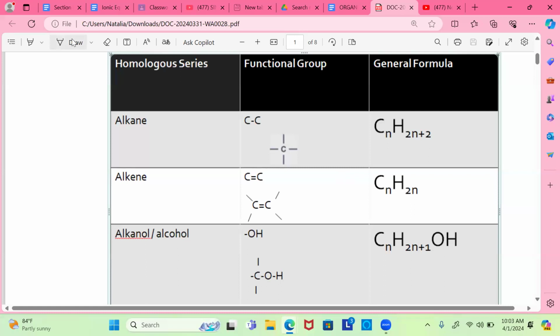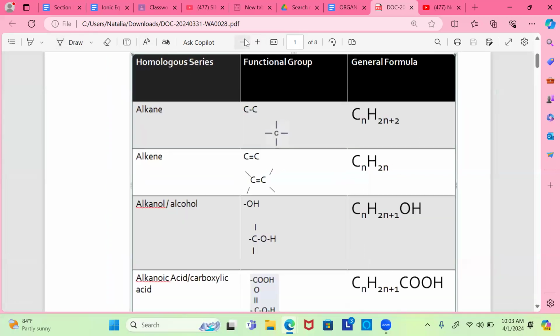Now here we have, zoom in. All right, here we have a list of homologous series, their functional group and their general formula. These are very, very important. Now, these are the drawings of the functional groups, but I'm also going to write the name of the functional group.